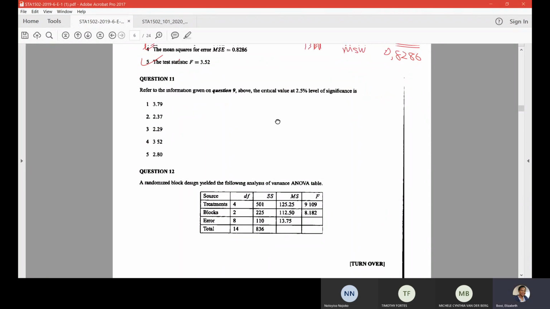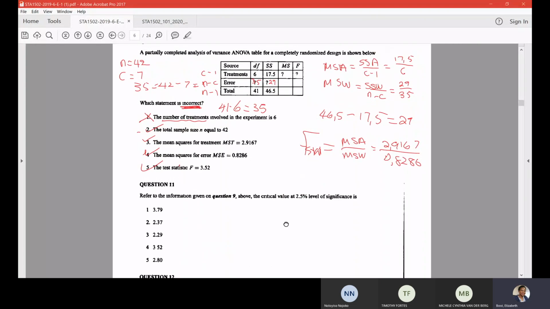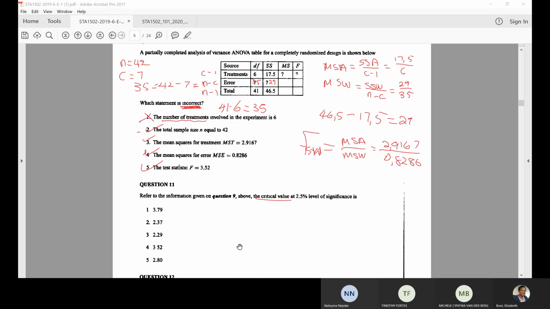Referring to the question above, which is the same as what we have calculated, what will be the critical value? Finding the critical value. Remember the critical value, we find it on the table. Since we're having 1 rejection area, we'll use alpha, and you're going to use your degrees of freedom. Degrees of freedom for 1, which is C minus 1, and N minus C.